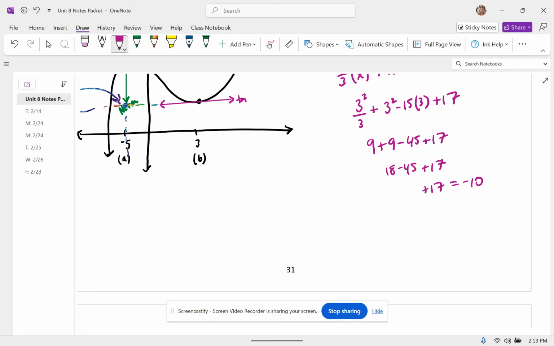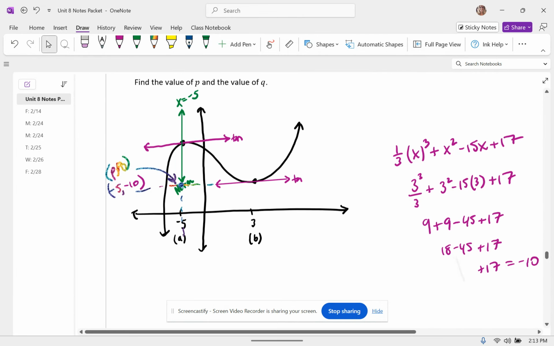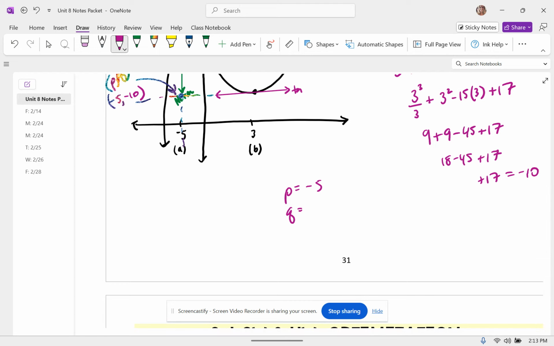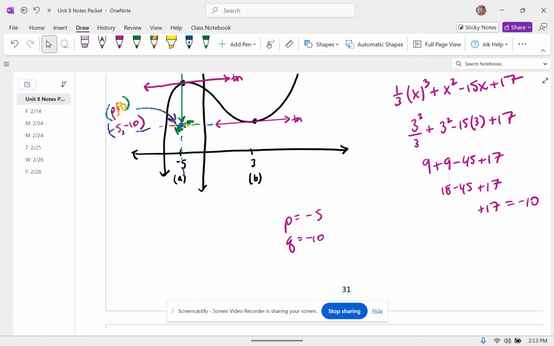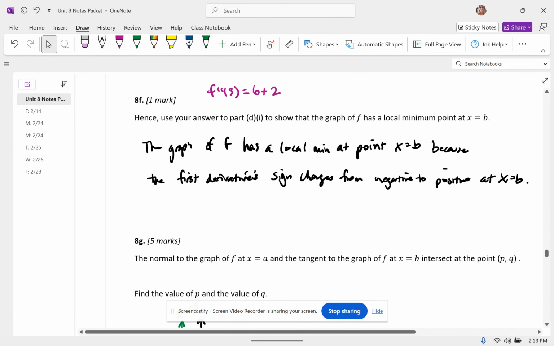Okay. All right. Find the value of P and the value of Q. And then what's Q? Negative 10. All right. Now you guys can just start work. Oh, it's the end. Bye.